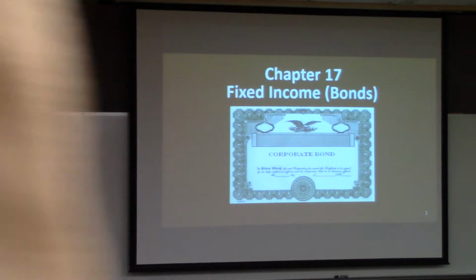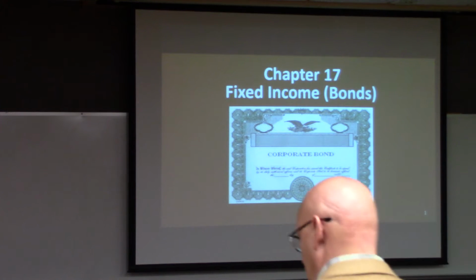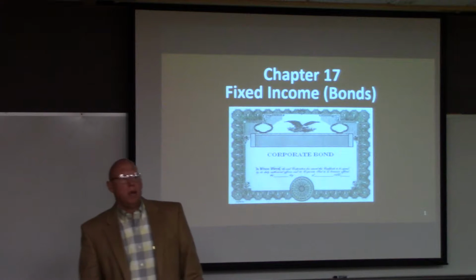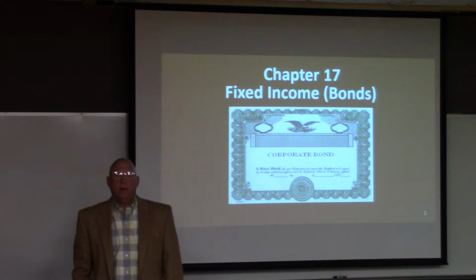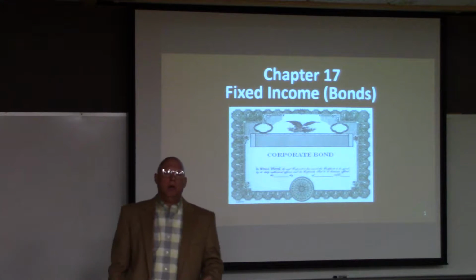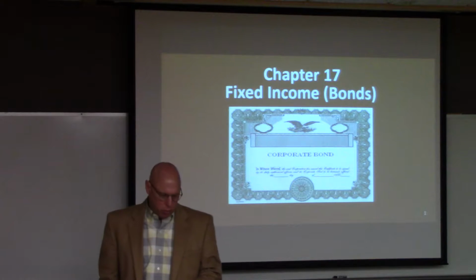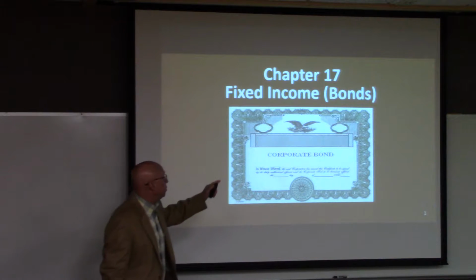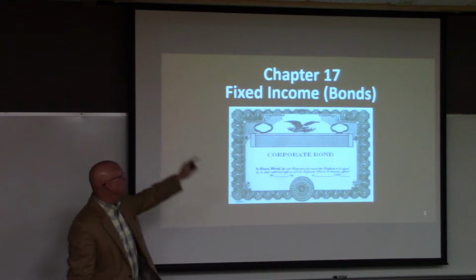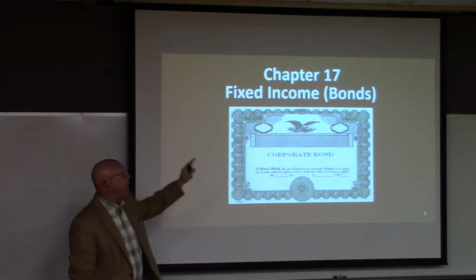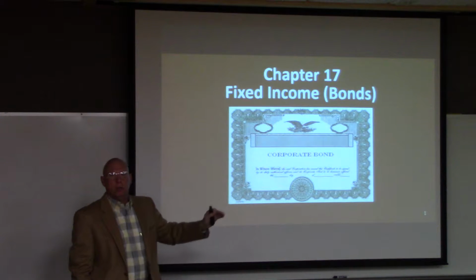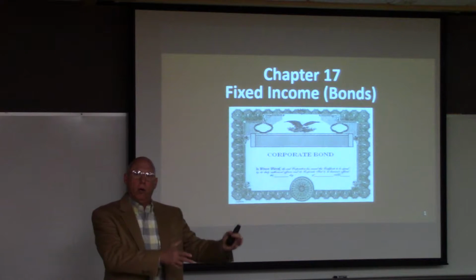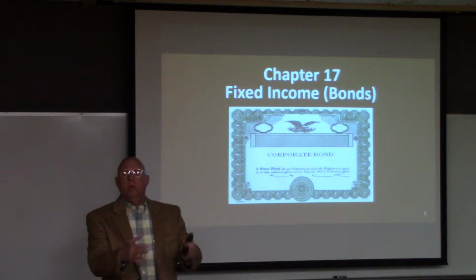Welcome to Chapter 17, Fixed Income or Bonds. Now, we covered some of this material way back in Chapter 2, I think, but we're going to go into much greater detail regarding bonds in this chapter. The next thing I would say to you is that bonds are often referred to as fixed income securities. So when you see asset allocation guidelines, often it'll say equity, stock, fixed income, which is bonds.